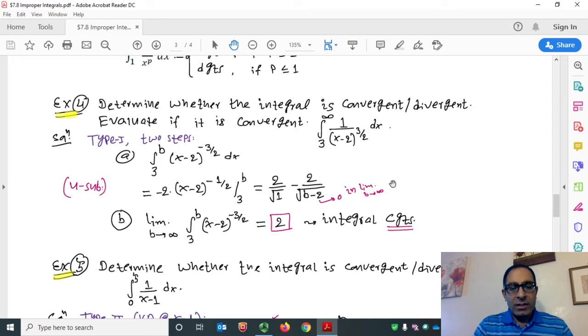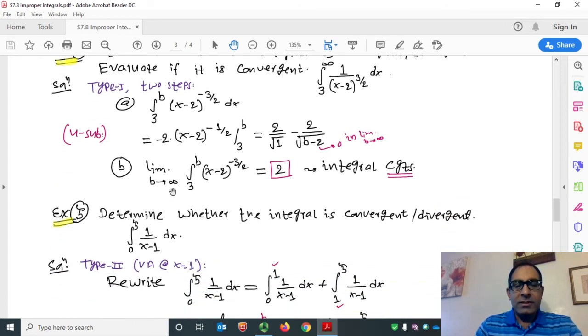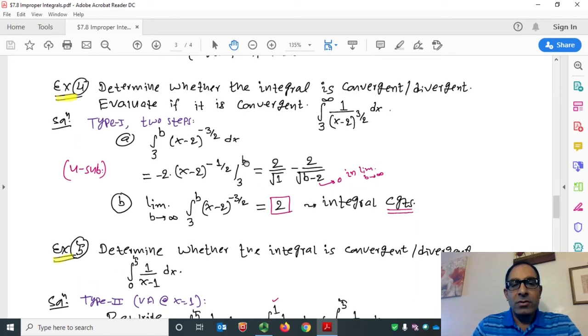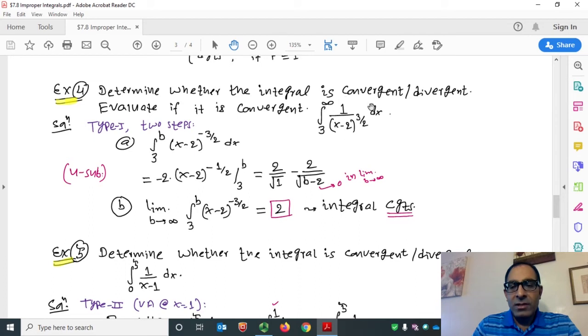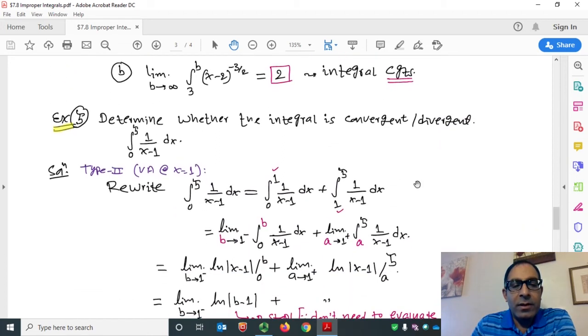Okay. And the next step, take the limit. Now b goes to infinity. That means on the right hand side, the second term goes to 0. So then I have only 2 left. That means we found the value of this given improper integral, which is 2. So the improper integral is convergent. Great. Let's move on.